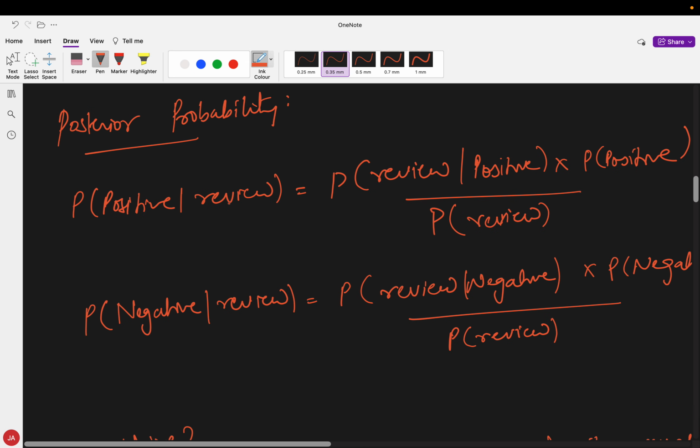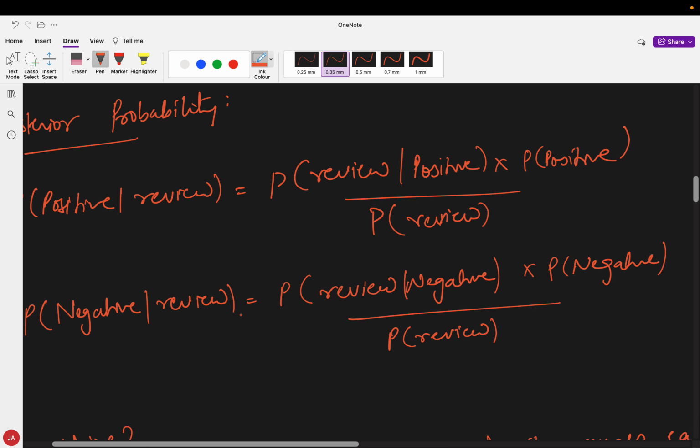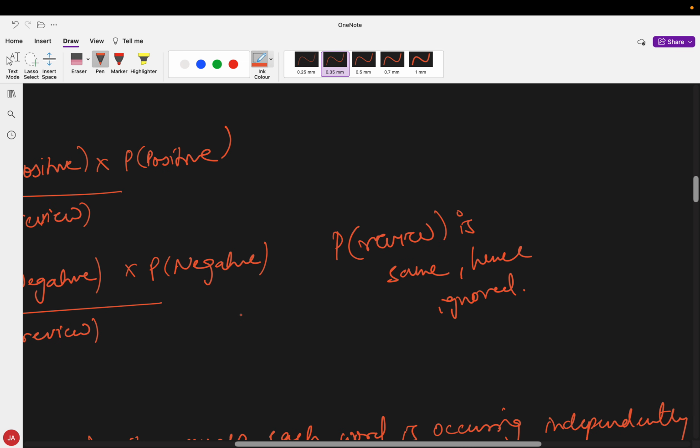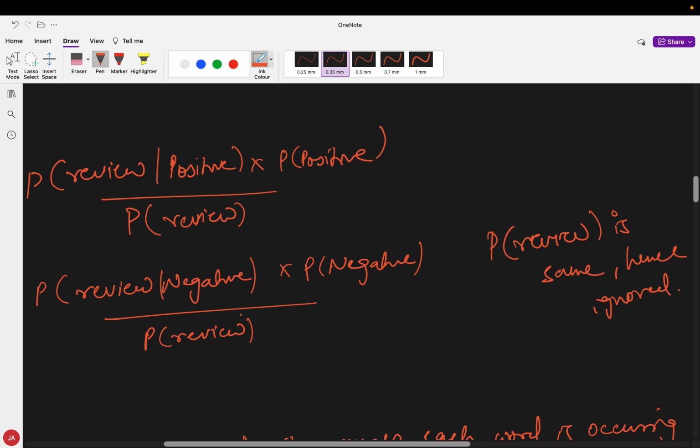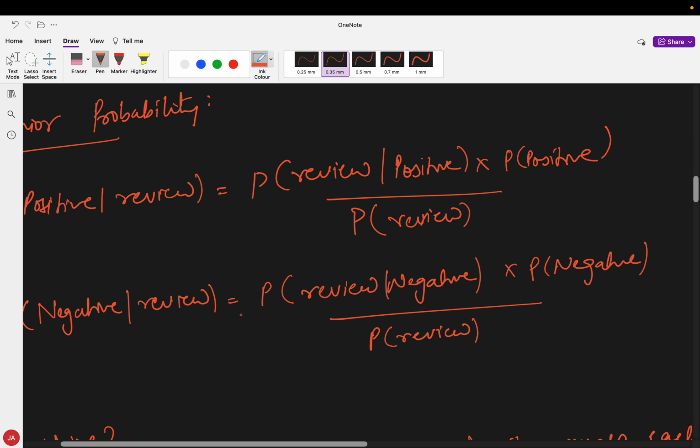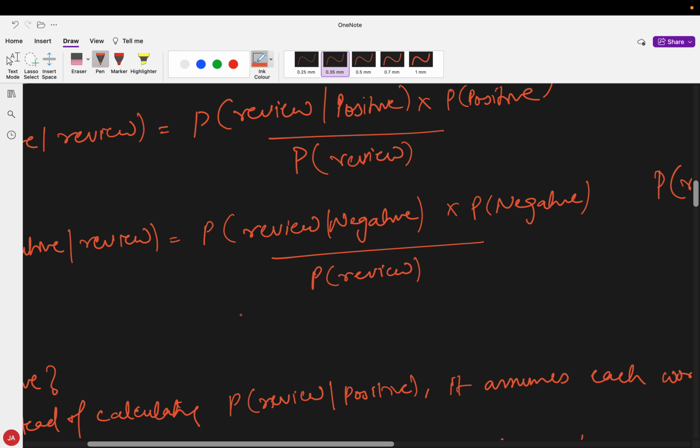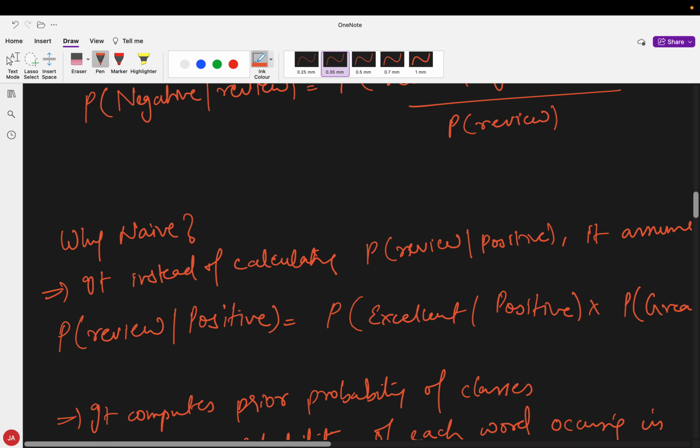So the posterior probability of positive given the review is the probability of the review given positive, times the probability of positive, divided by the probability of the review, and the same for negative. But we ignore the denominator as the denominator is the same for both classes. So while comparing it will be the same, so we just ignore it.